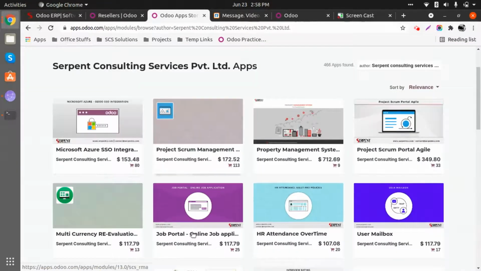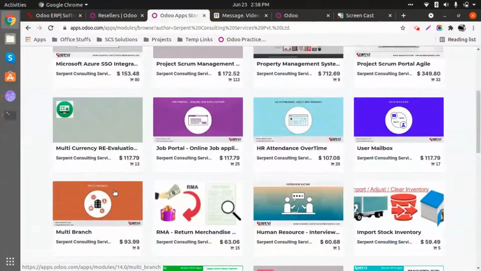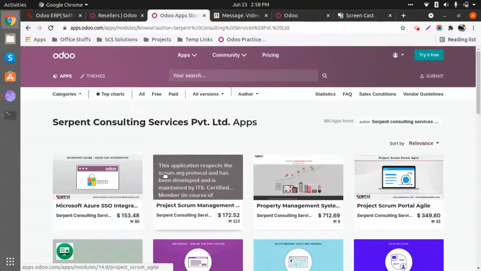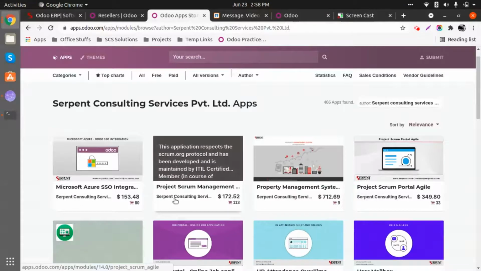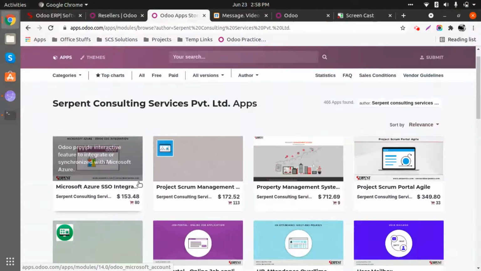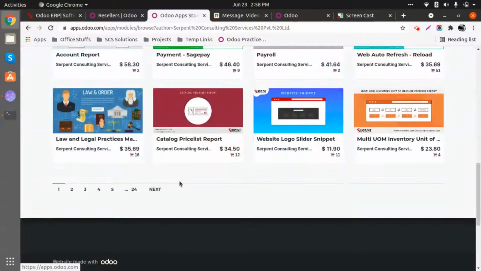If I talk about our modules and applications on Odoo's application store, as I mentioned earlier, we have 460 plus. To be accurate, we have 466 applications on the application store. Some of the applications are free to download, try and use, and some other applications are paid. And for that, our support team is working 24/7 to support our clients in terms of technical and functional support. So that's a small story of SerpentCS.